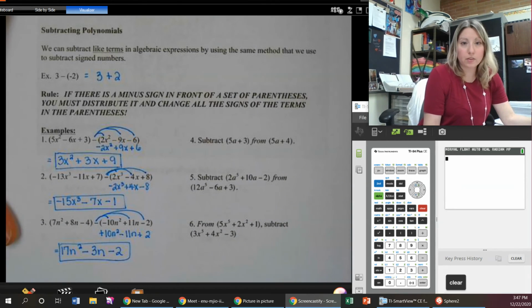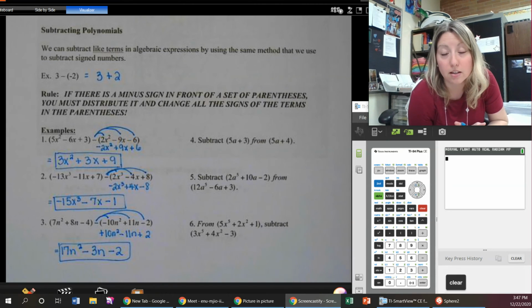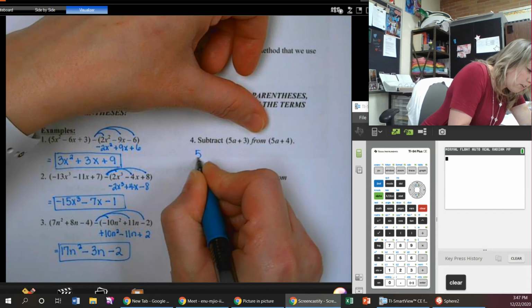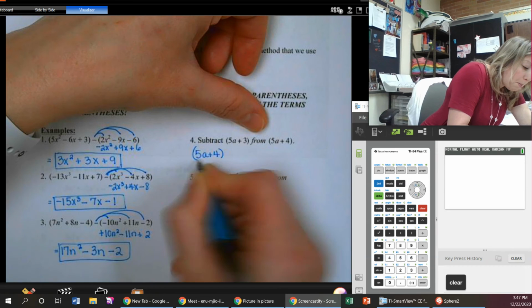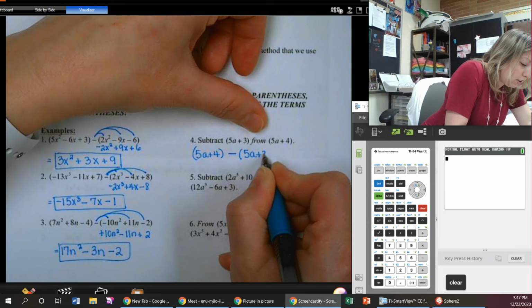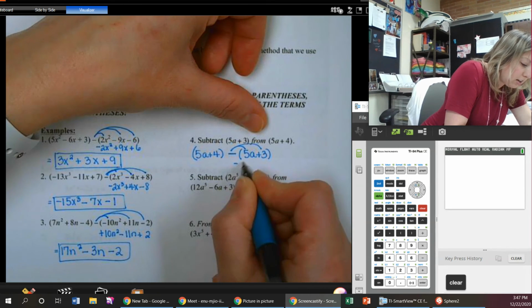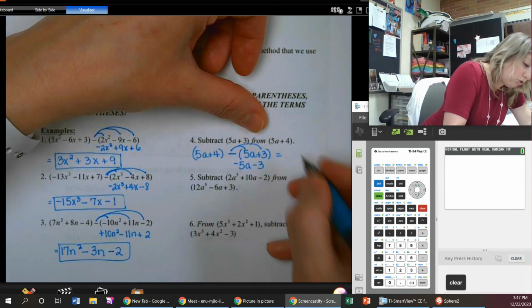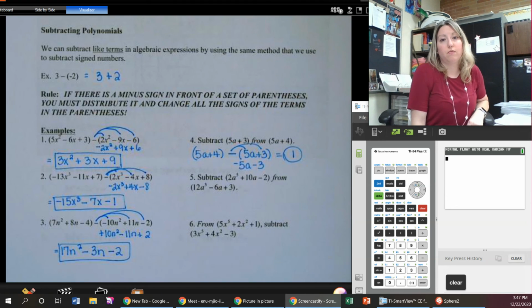There you go. Now here's where things start to get tricky, and you have to read and be mindful. Subtract 5a plus 3 from 5a plus 4. You need to rewrite. When you see this, it's 5a plus 4 minus 5a plus 3. You need to make sure you're distributing that negative by the right terms and then combine. You get 0 a's and just 1 as your final answer. 4 minus 3 is 1.